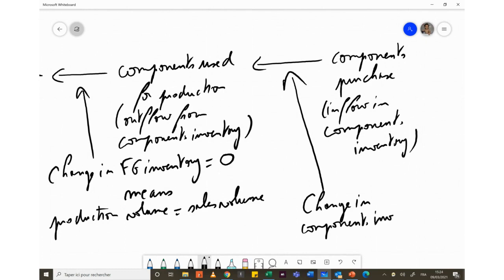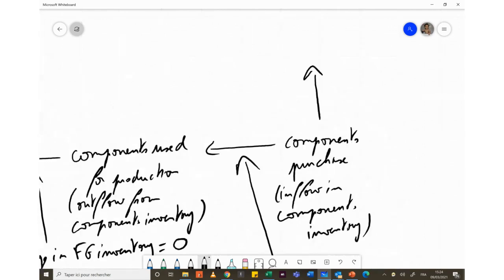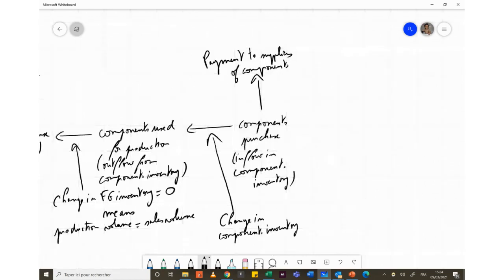If we increase the components inventory, it's because we purchase more than we use. If we decrease the components inventory, it's because we purchase less than what we use. And what we use is because of the production. And from the components purchase, what we want to know is what we pay. So it's the payment to suppliers of components. So we need to have all this process.